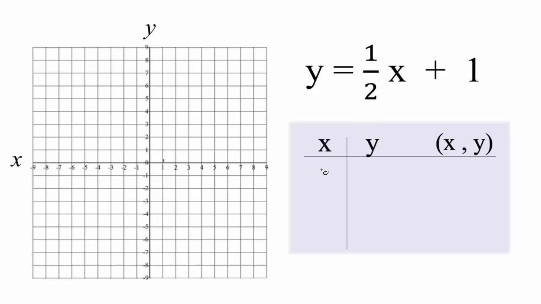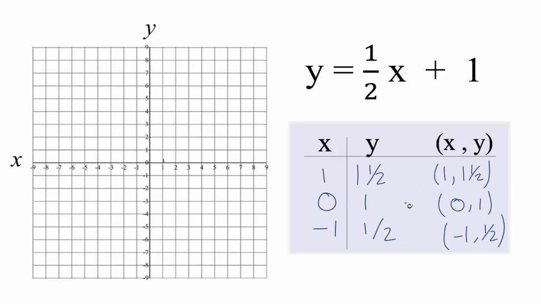Let's say if x is 1, 1/2 times 1, that's 1/2. So 1/2 plus 1 and 1/2, that gives us a y value of 1 and 1/2. And we want to choose values that should probably show up on our graph here, not out on the edges. So how about 0? If x is 0, 1/2 times 0, that's just 0 plus 1. That gives us 1. And -1: 1/2 times -1, that's -1/2 plus 1. We end up with just 1/2. So these are all points that will be on this line here, y equals 1/2 x plus 1.